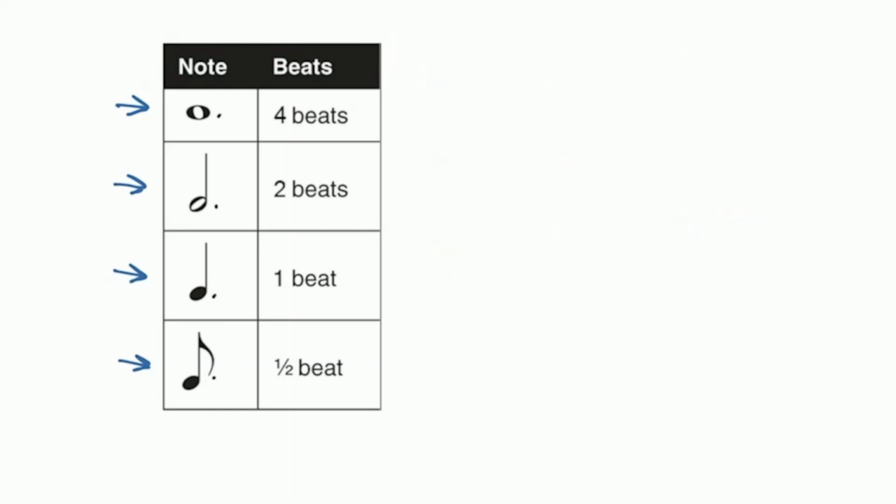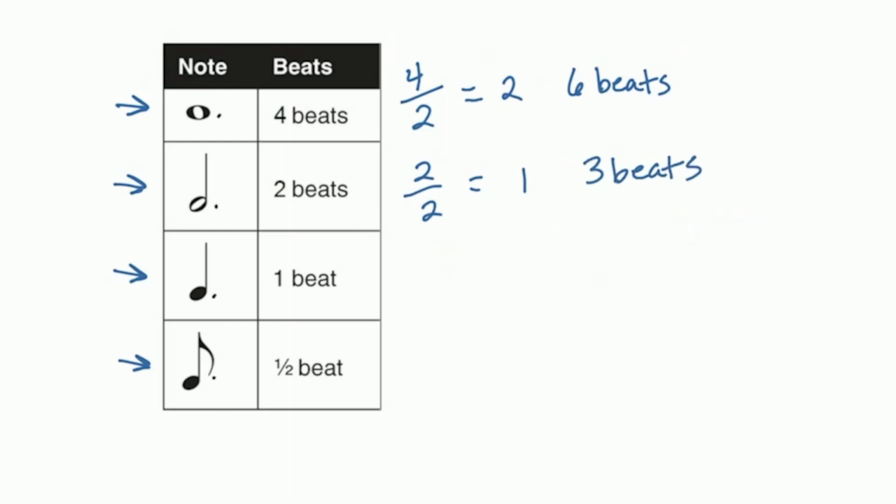So the whole note has a total of 4 beats, and half of 4 equals 2. So that dot is telling us we're going to add 2 beats to that whole note, which is going to give us 6 beats. Next, we know that the half note is equal to 2 beats, and half of 2 gives us 1. So now we have a total of 3 beats. A quarter note equals 1, and half of 1 is a half. So now we have 1.5 beats.